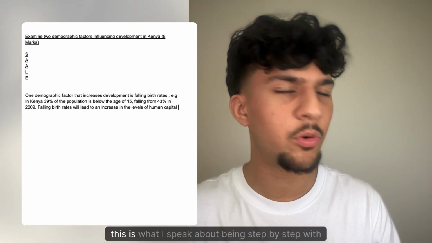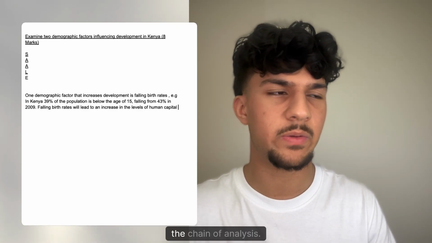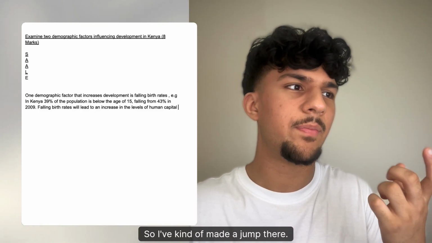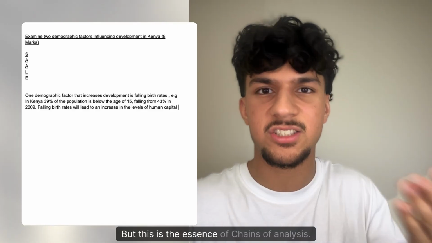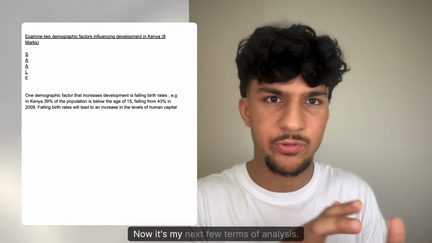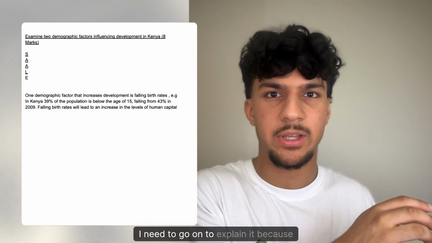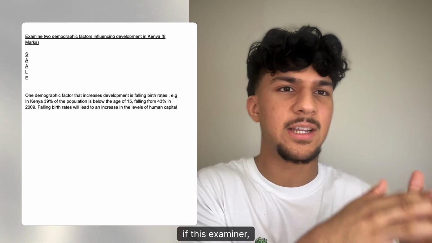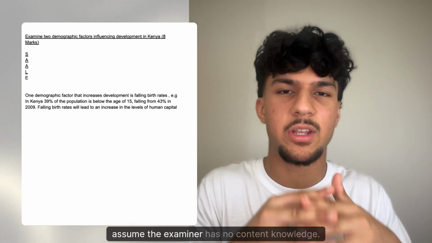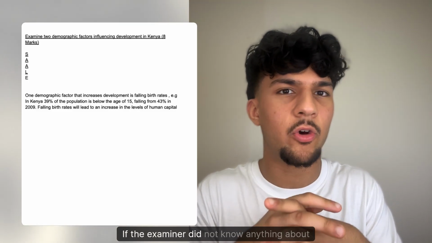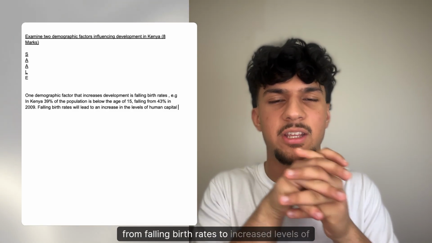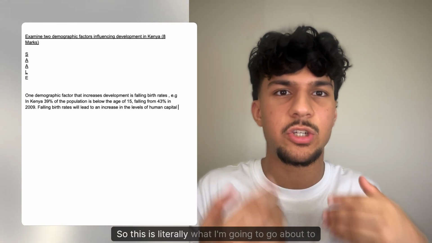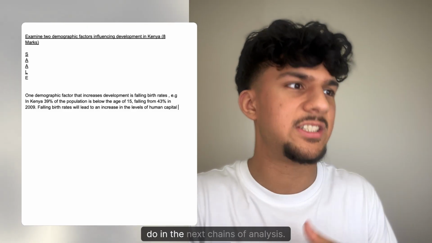Now, this is what I speak about being step by step with the chain of analysis. I've kind of made a jump there, going from birth rates to increased levels of human capital. But this is the essence of chains of analysis. In my next few chains of analysis, I need to go on to explain it, because, like I always say, assume the examiner has no content knowledge. If the examiner did not know anything about economics, he would not know how I made the link from falling birth rates to increased levels of human capital. So this is literally what I'm going to do in the next chains of analysis.